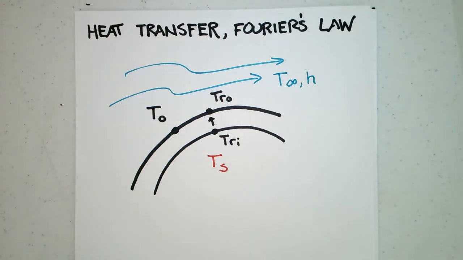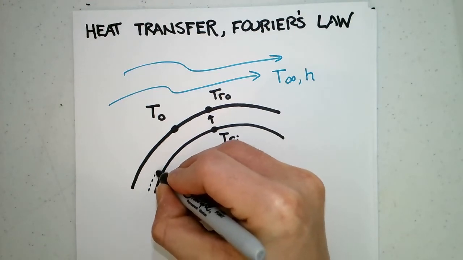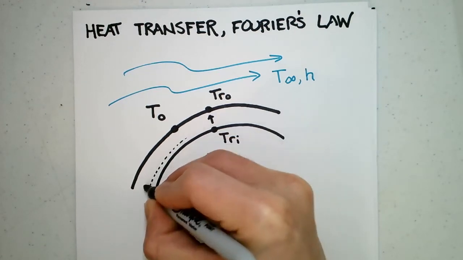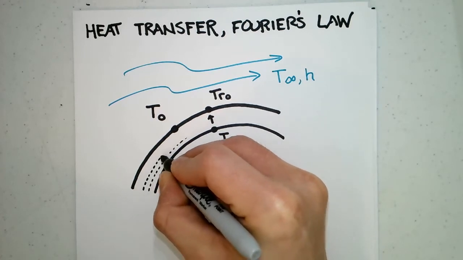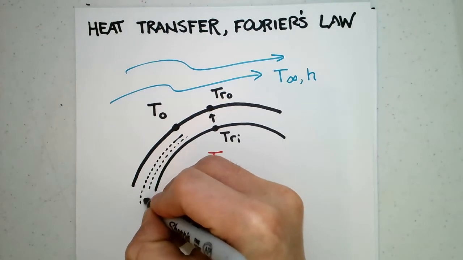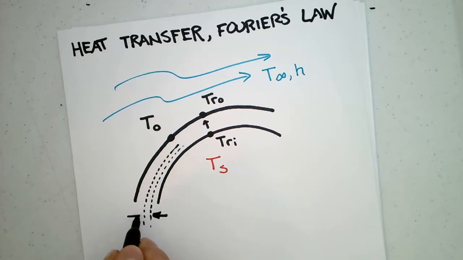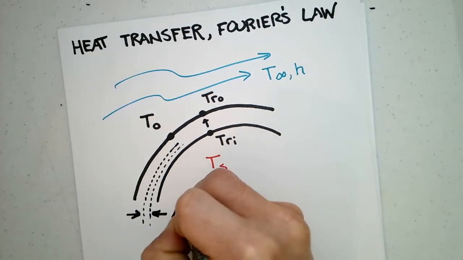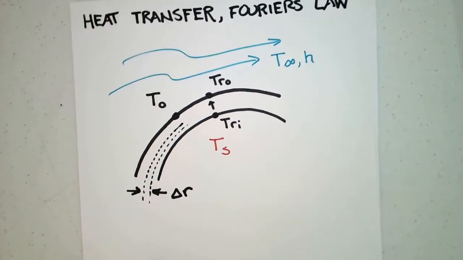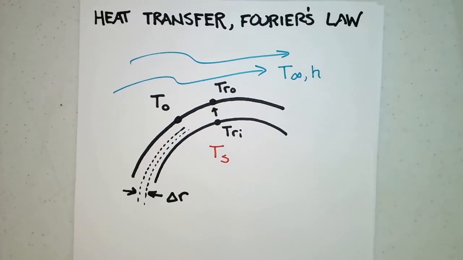All right, so what we need to do then is set up a control volume. We can set up an annular control volume. I'm going to let this be thin in the direction of transport. I'm going to let it go all the way around this pipe. And this is going to have some thickness of delta R. So this control volume that we're setting up is what we call an annular control volume.